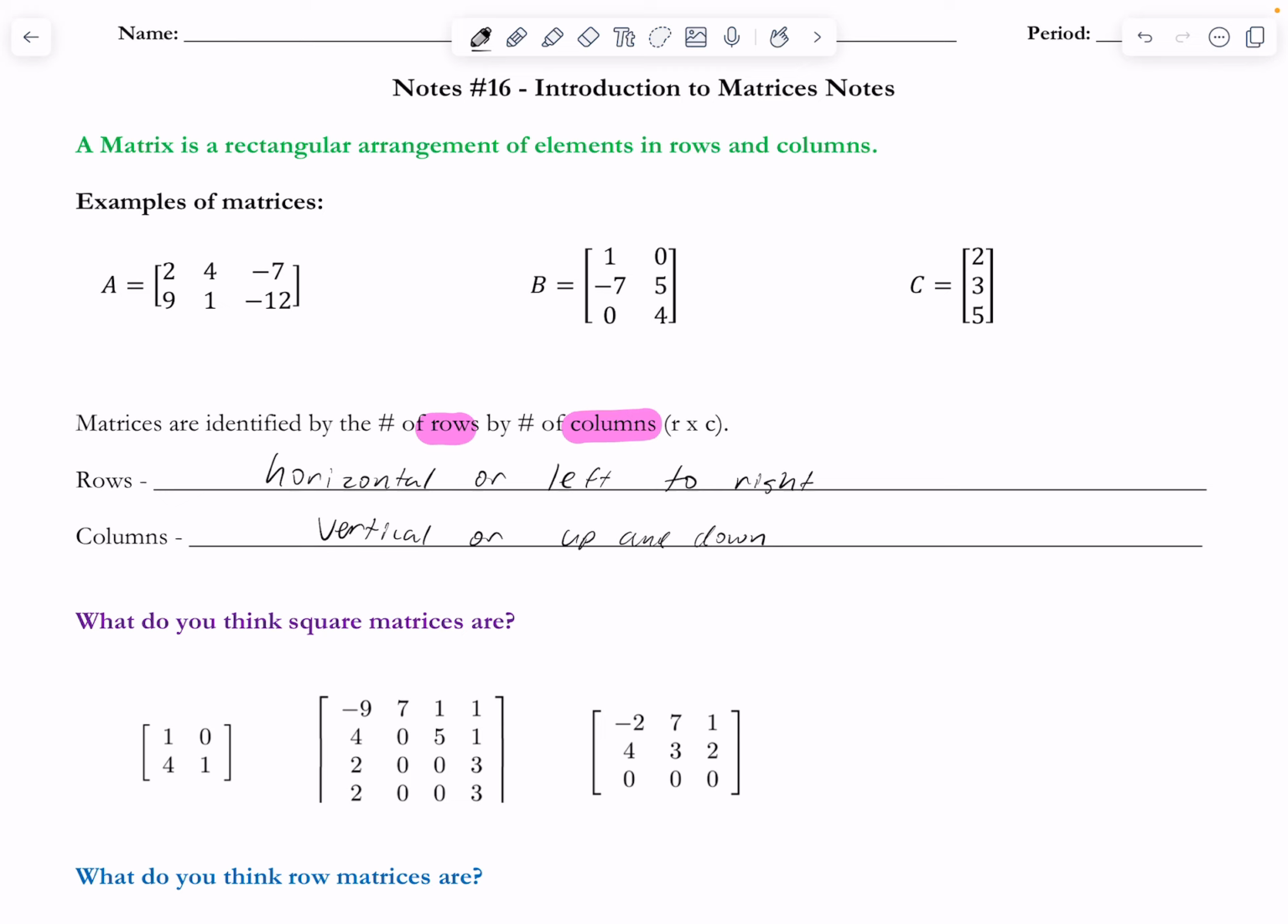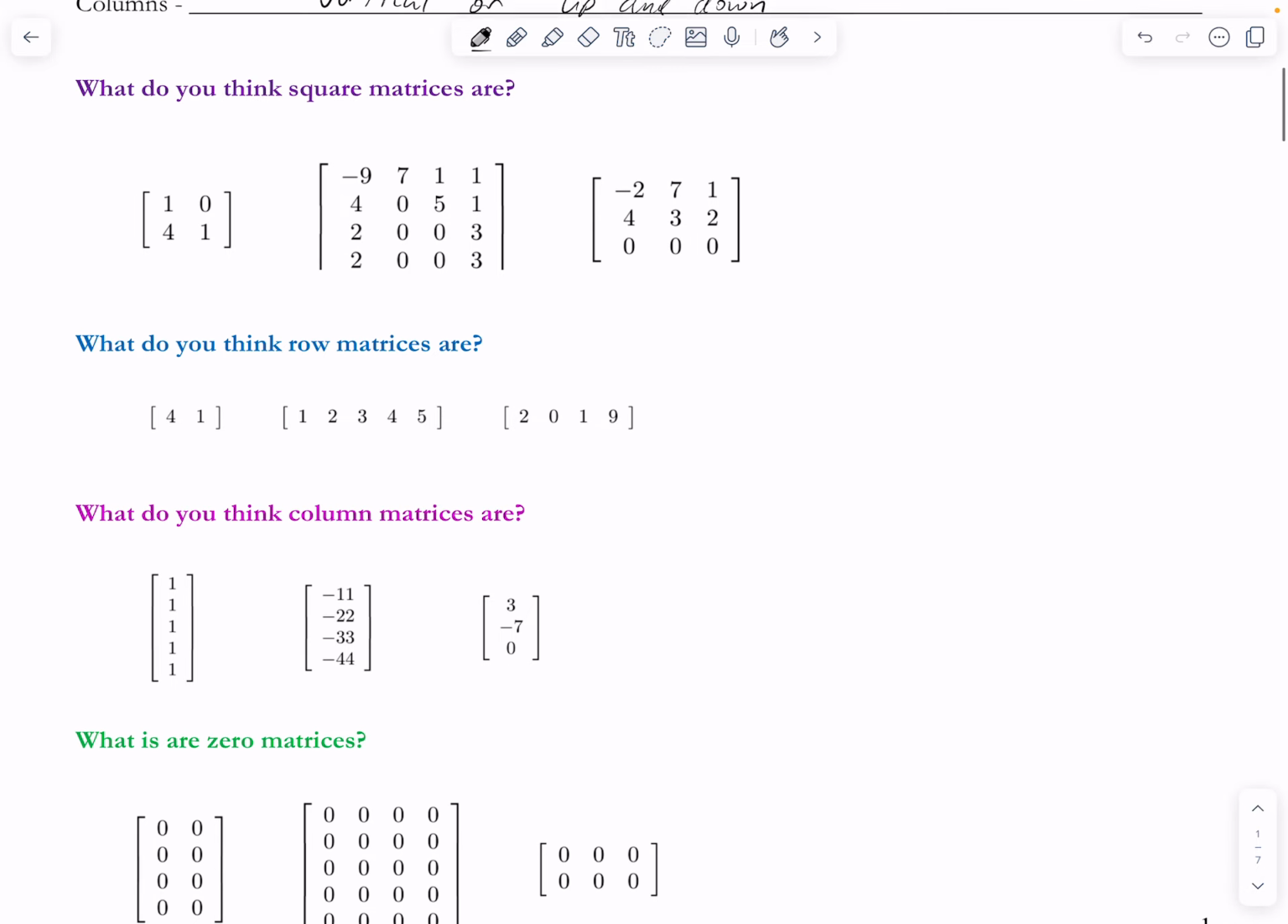So in this first matrix A, this has 2 rows by 3 columns. Matrix B has 3 rows by 2 columns. And matrix C has 3 rows by 1 column. So that's how we identify the dimensions of a matrix. A couple of questions here, you can probably figure them out.